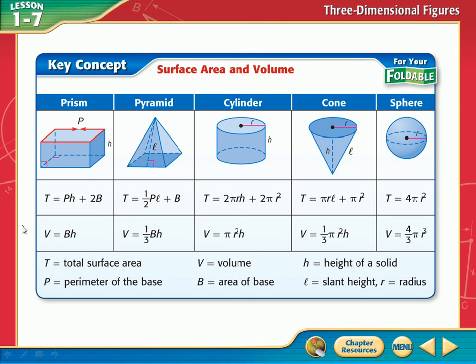I'll give you this stuff right here. Do you see this line all the way across? I'll give you all of those, and I'll say, for a prism, T equals PH plus 2B. On a pyramid, T equals 1/2 PL plus B. I'll give you that stuff, but I won't tell you what these letters stand for. You have to know what those letters stand for. So that's where you have to study a little bit. Make sense?